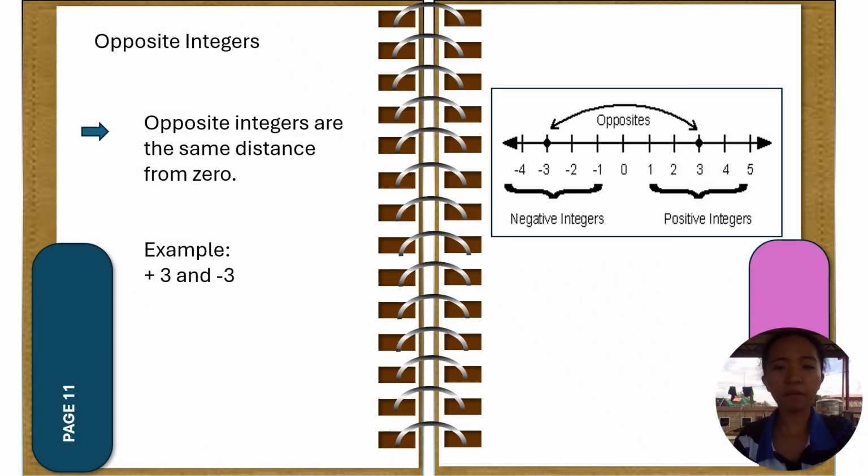Next, we're going to talk about opposite integers. Opposite integers are numbers that have the same distance from 0 but are on opposite sides of the number line. For example, +3 and -3 are opposites. When we add opposite numbers, the result is always 0.